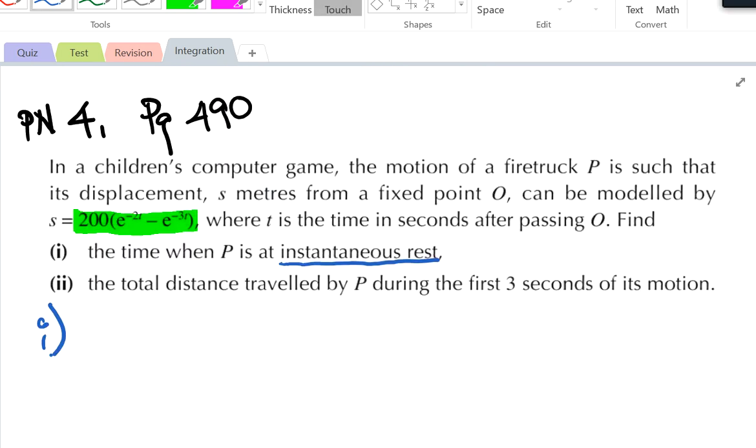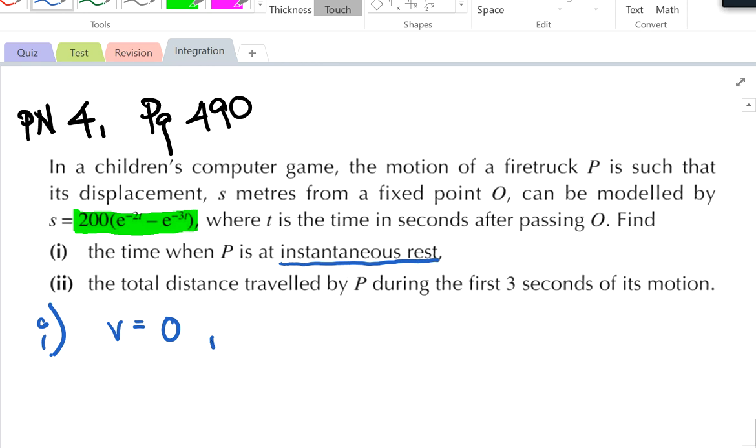Can someone please tell me what's the meaning of instantaneous rest? What is happening? V equals 0. Yes, Anqi, a bit soft. V equals 0. Anqi, why is V equal to 0? Because it's at rest, it's not moving. Yes, it's not moving, it's resting. That means there's no velocity.